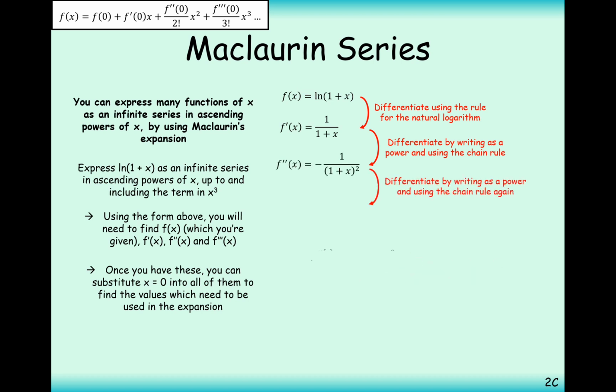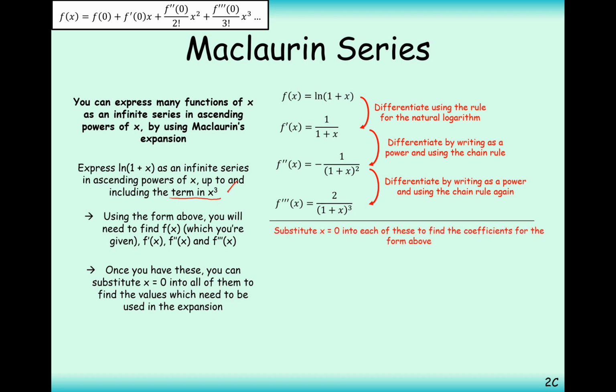Differentiate it again, and we write it in indice form, differentiate the inside, then differentiate the outside. We get that expression there, and we've gone up to the third differential. We only need to go up to the third differential because we're only going up to the x cubed term, because that's what it says to do in the question. Now what we need to do with all of these four terms is put in 0. So we've done the differentiating of all of them, now we'll put in 0 into all of them.